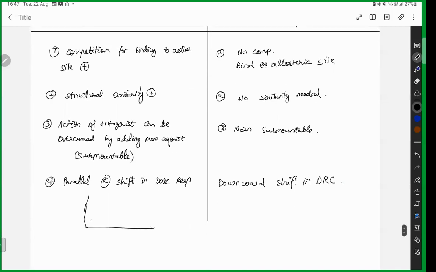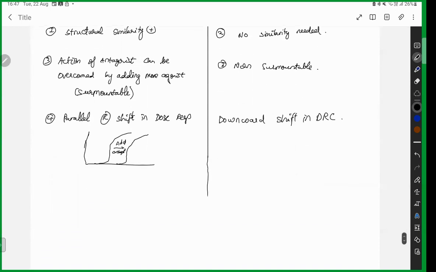So if this is going to be a curve, initially Ramesh has to give only some amount of love towards his girl. But when there is going to be a competition, he has to give more amount of love towards the girl. Once you add the antagonist, he has to put in more dosage in order to achieve the previous response. So this is going to be your shift to right. Understood?